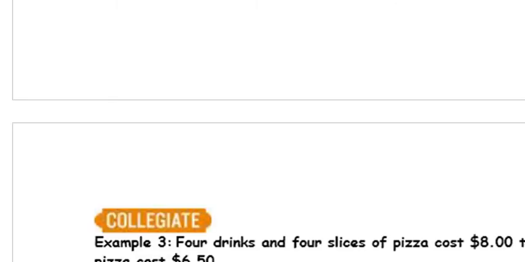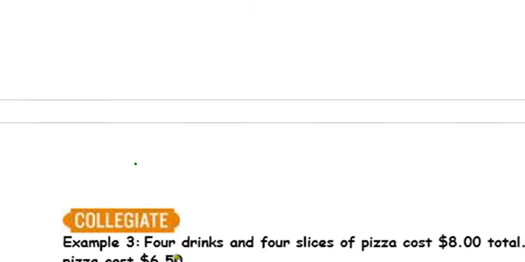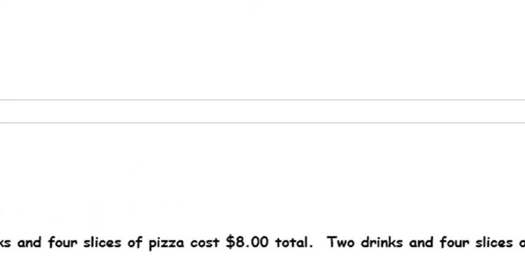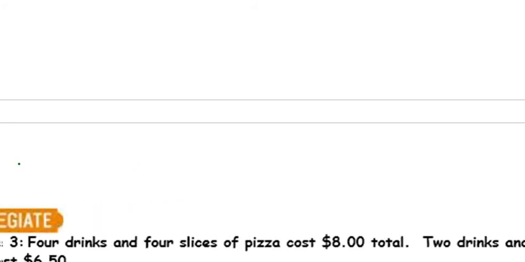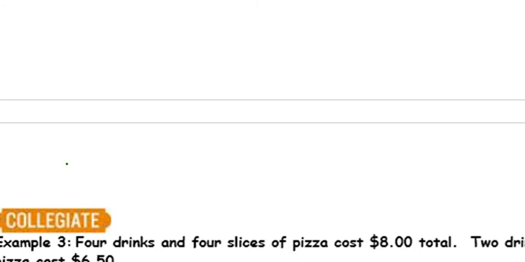So let's take a look at a word problem here. The word problem I want to look at is example 3. It says 4 drinks and 4 slices of pizza cost $8 total. 2 drinks and 4 slices of pizza cost $6.50.